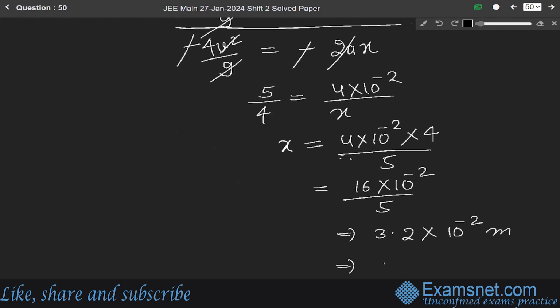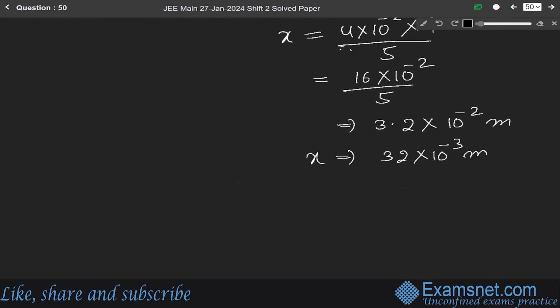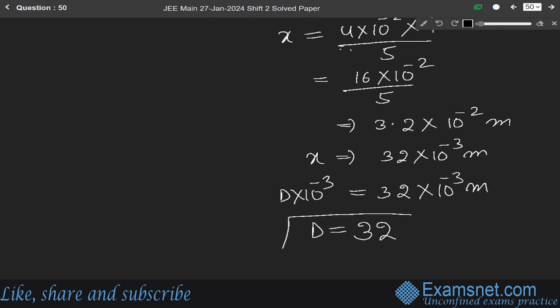So it will be equal to 32 into 10 to the power minus 3 meter, that is x. And x is d into 10 to the power minus 3. Comparing these two, we get d equals 32. So our final answer is d equals 32.